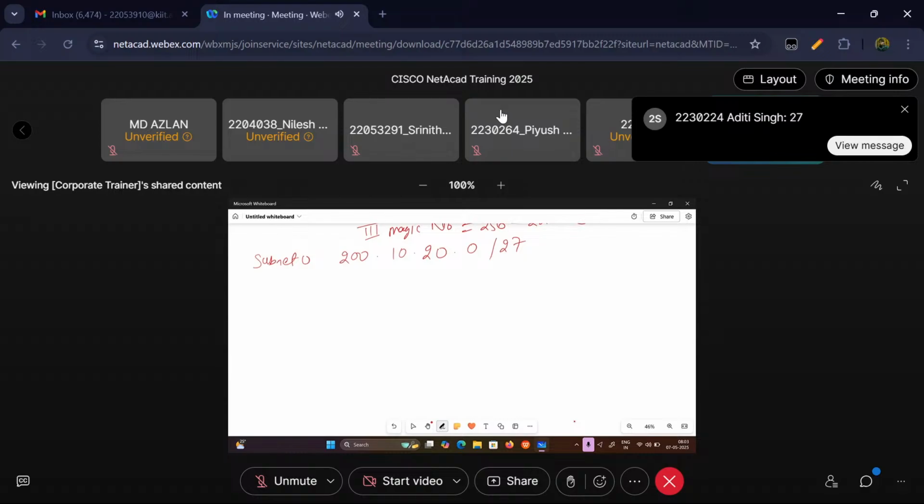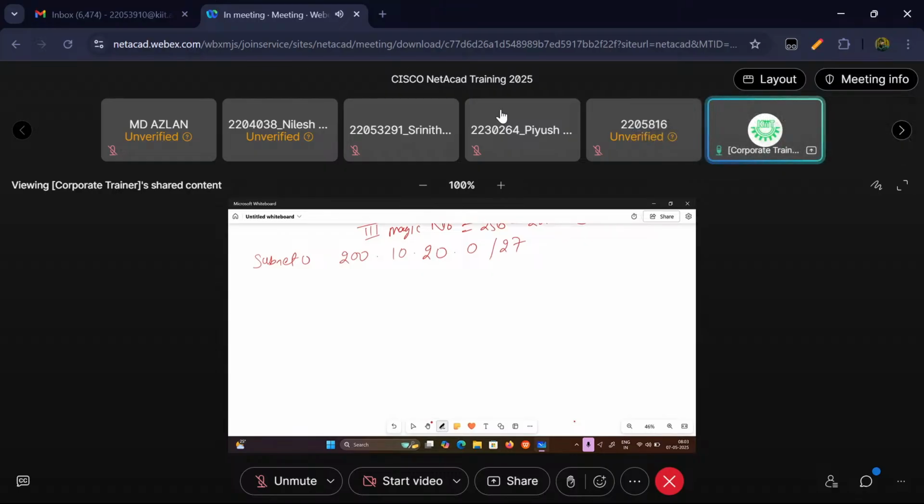Okay. Now, this is my first subnet, subnet 0. Generally, this subnet isn't used in the network. People don't assign this ID because if you use that 200.10.20.0, it will represent the network ID of the whole network. Okay. If you go ahead with the next subnet, I mean subnet 1.